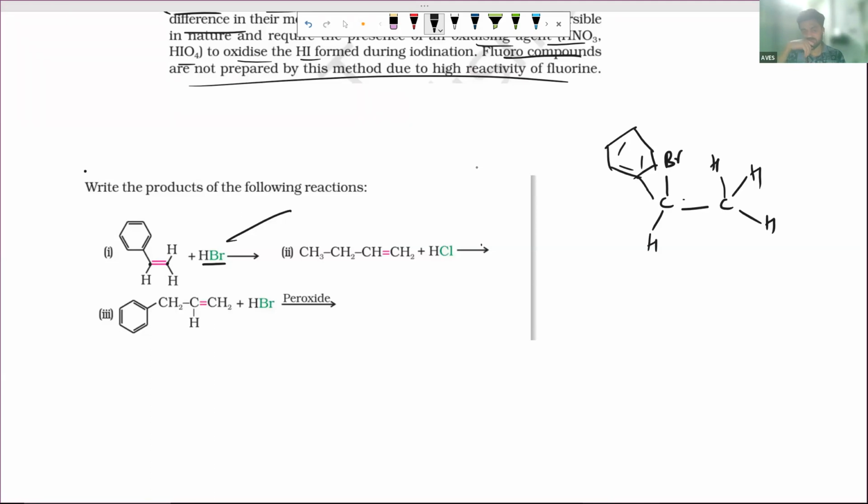Understood? Similarly for this one, in which HCl, if it is the first, second, third, fourth carbon, which carbon is going to receive the chlorine? Which carbon is going to receive chlorine? Tell me in the second one.